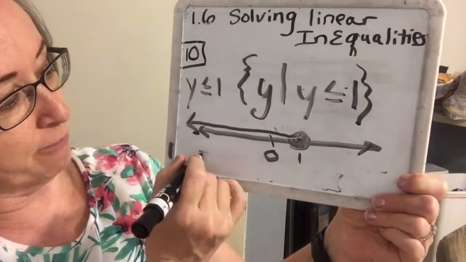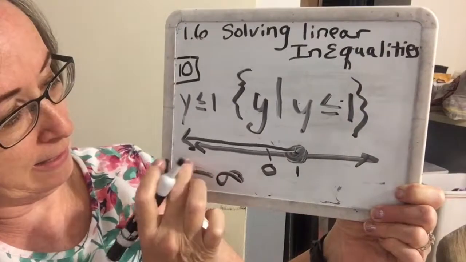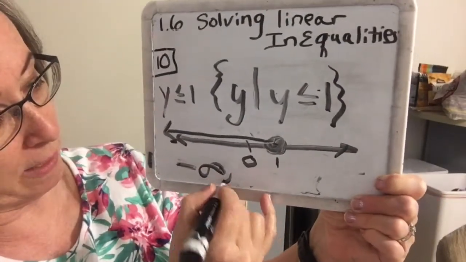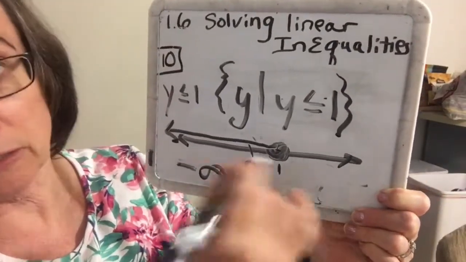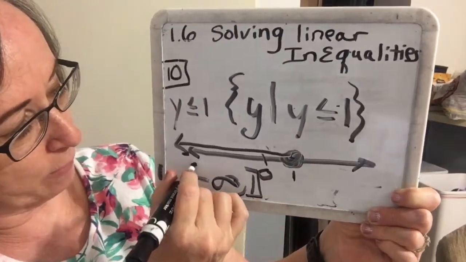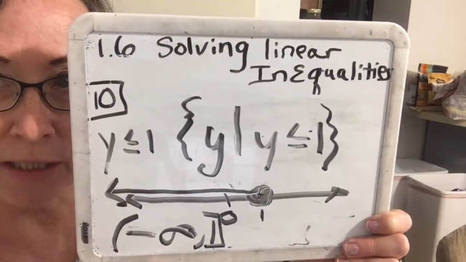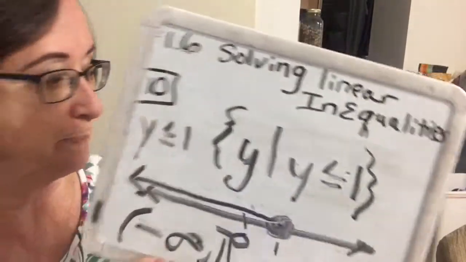All right, so now once we've got it graphed, it's very easy to do our interval notation. So we're going to come from negative infinity all the way up to 1, including the 1. So we'll put our bracket there and our paren over here, and this would be our interval notation. And that is the end of number 10.